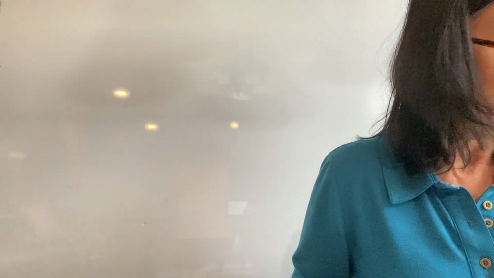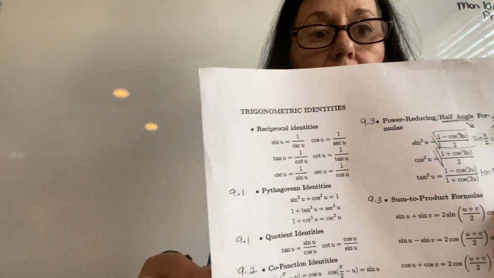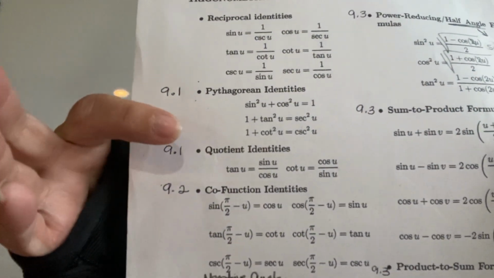This is Precalculus, Chapter 9, Lesson 1, and it begins on page 571. So we're going to look at trig identities and how we can prove trig identities. I've sent you a handout, and I tell you what lesson they come from.